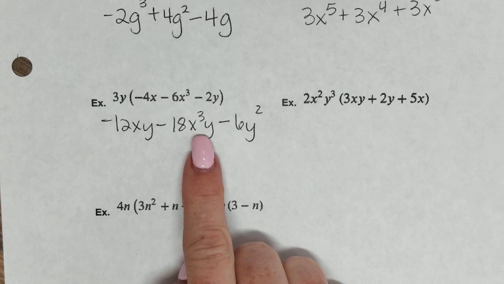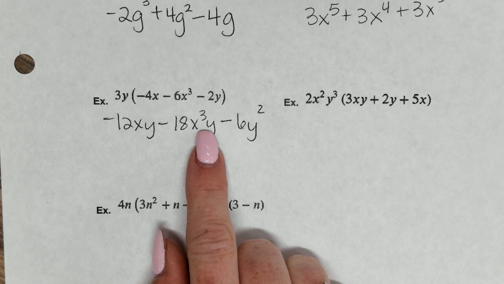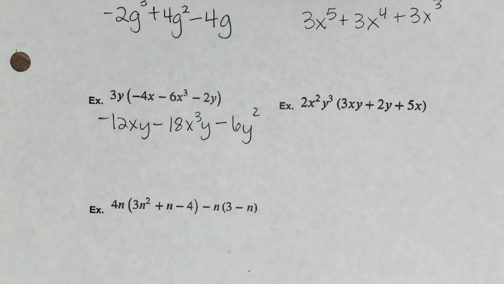Now, would it be okay if you put yx to the 3rd right here? Yes, but we're supposed to write them in alphabetical order. But it has the same value, so yes, it would be correct. Did everybody do okay? Does anybody have a question?